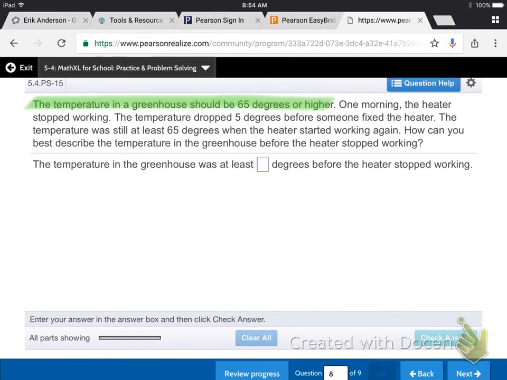It says that the temperature, here's the important sentence right here. The temperature was still at least 65 degrees when the heater started working again. So when it was stopped, it was still over 65 degrees. So this has to be 65. That goes there in that box.